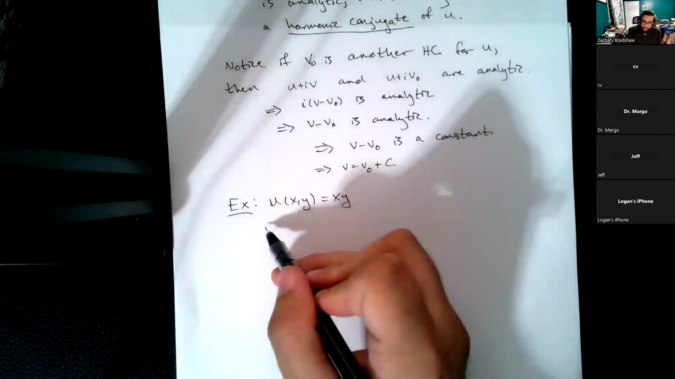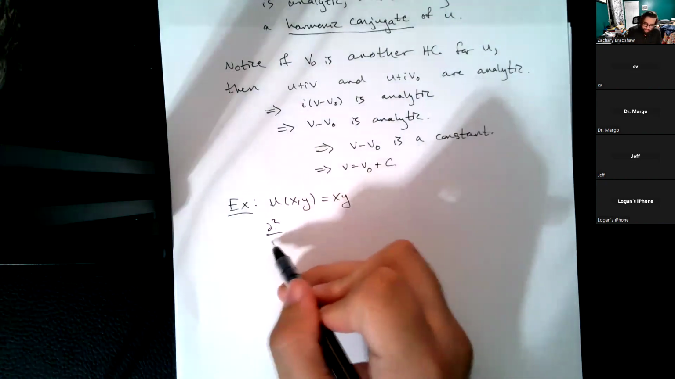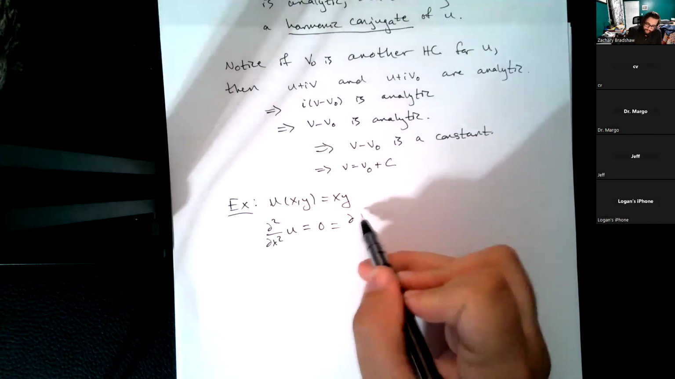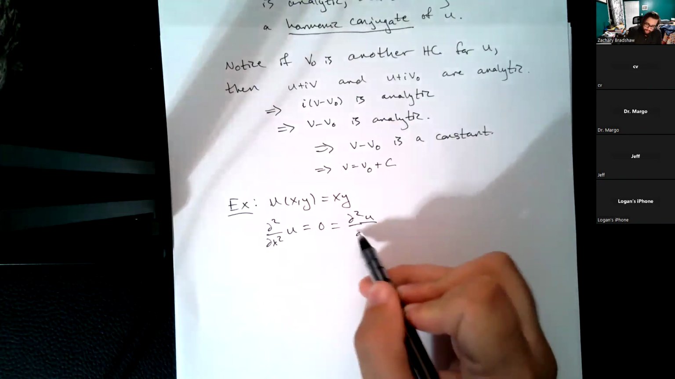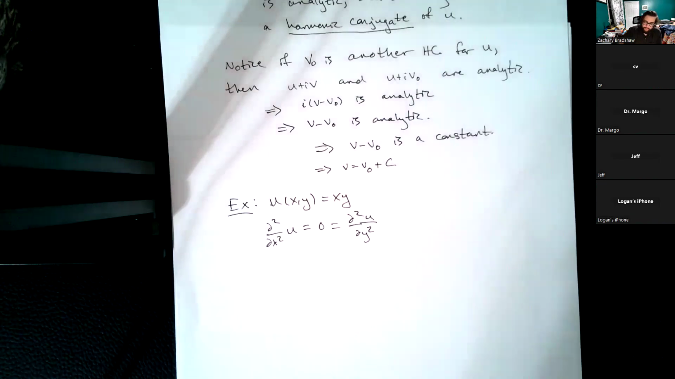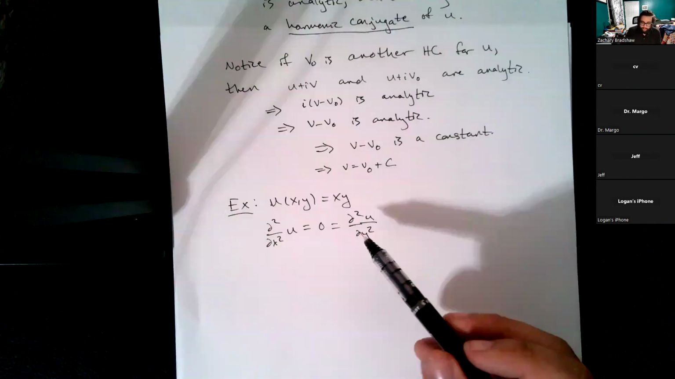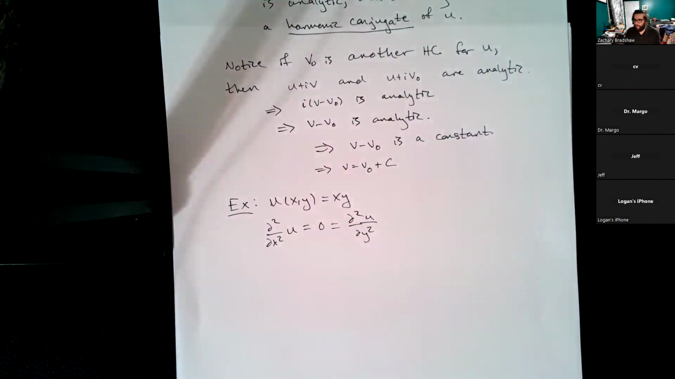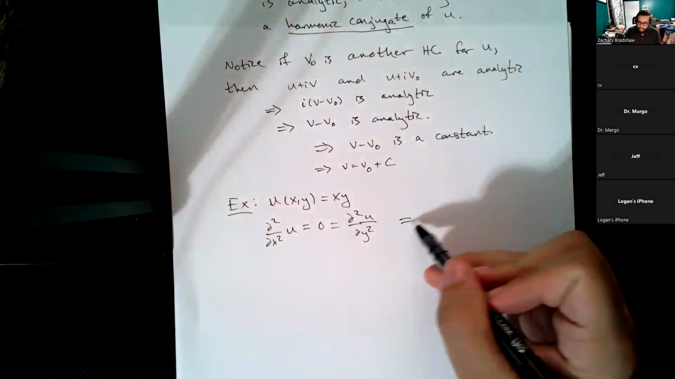So first, let's show that u is harmonic, right? Well, the second derivative is obviously equal to 0 on both accounts. And moreover, 0 is continuous, right? Both of the partial derivatives exist and 0 is continuous, obviously. And so u is indeed harmonic.